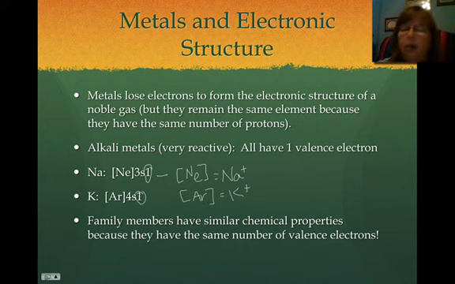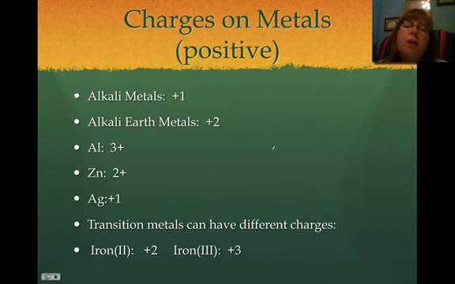All right, let's review some charges on the metals. Again, this is the positive charge. The alkali metals are +1. The alkaline earth metals are +2. Aluminum is +3, zinc is +2, and silver is +1.